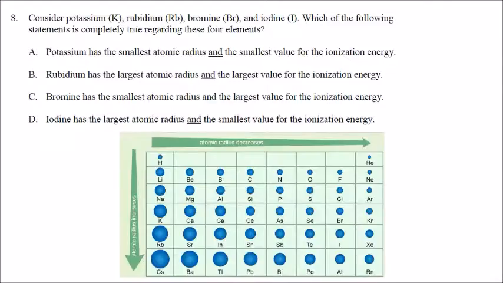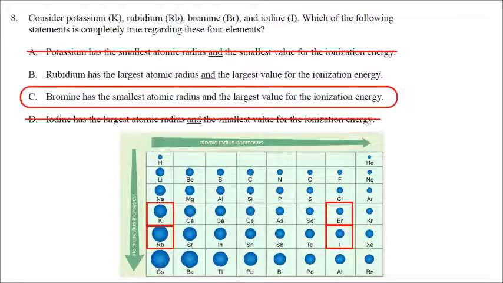Number 8, we have 4 elements, potassium and rubidium, which are on the left in the same group, and we have bromine and iodine, which are on the right in the same group. So based on the trend in atomic radius, rubidium should be the largest and bromine should be the smallest. So the correct answer is either B or C. Again, there is an inverse relationship between atomic radius and ionization energy. So rubidium would actually have the smallest value for ionization energy. Bromine, having the smallest radius, should have the largest value for ionization energy because it should require more energy to pull off the electron if it is being held more tightly by a smaller atom.